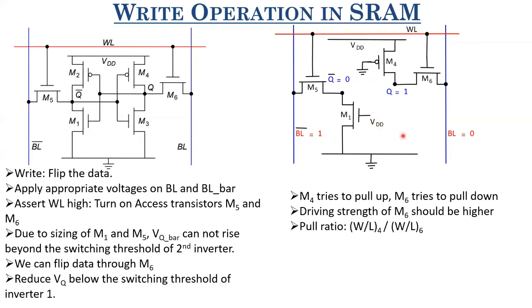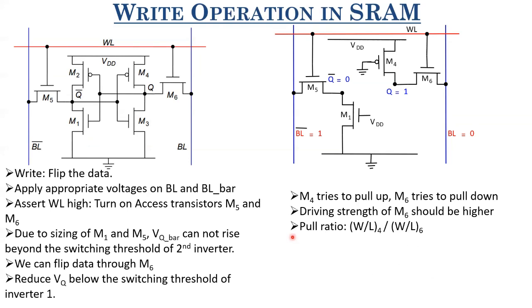This ratio of the driving strength of M4 compared to M6, or W/L of 4 divided by W/L of 6, is called the pull ratio. So these are the two ratios, cell ratio and pull ratio, which enable appropriate design of the SRAM cell, so that we have non-destructive read and we ensure effective write operation as well.